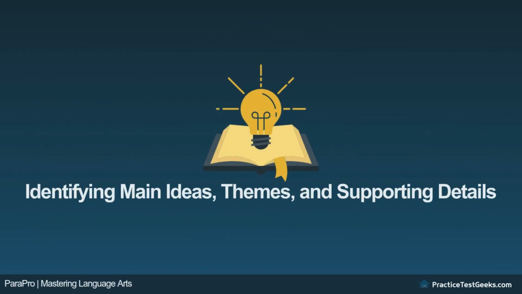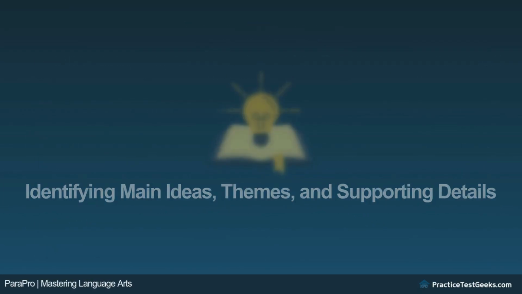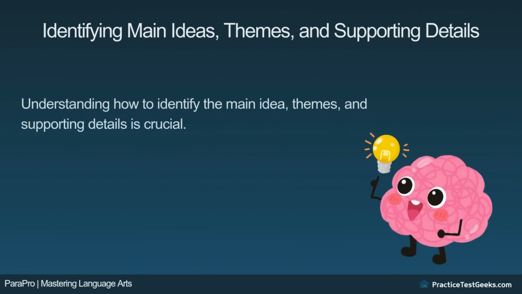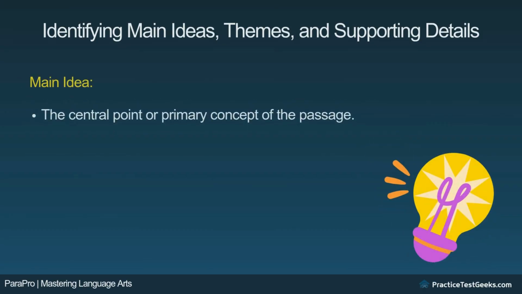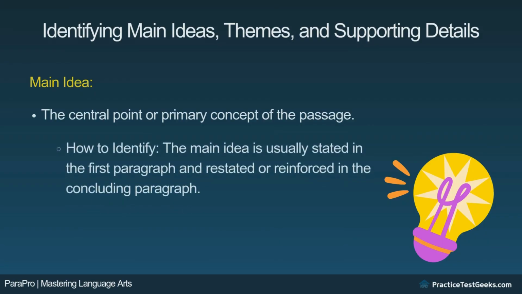Identifying main ideas, themes, and supporting details. Understanding how to identify the main idea, themes, and supporting details is crucial for answering comprehension questions accurately. Main idea, the central point or primary concept of the passage. It is the most important thing the author wants to communicate. How to identify. The main idea is usually stated in the first paragraph and restated or reinforced in the concluding paragraph. Sometimes it is directly stated as a thesis or central argument.